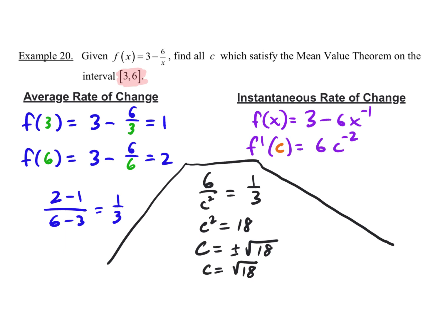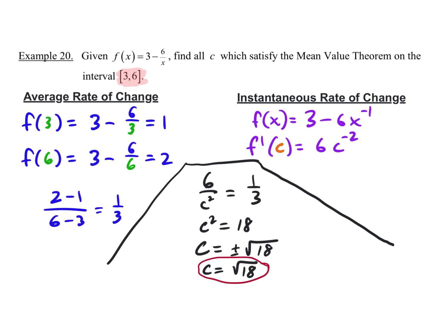So my final answer is that c can only be the positive. I should have circled it or something. Cool. And you can make it 3 square roots of 2. You can make it a decimal. None of that matters, right? They're all the same. Question?